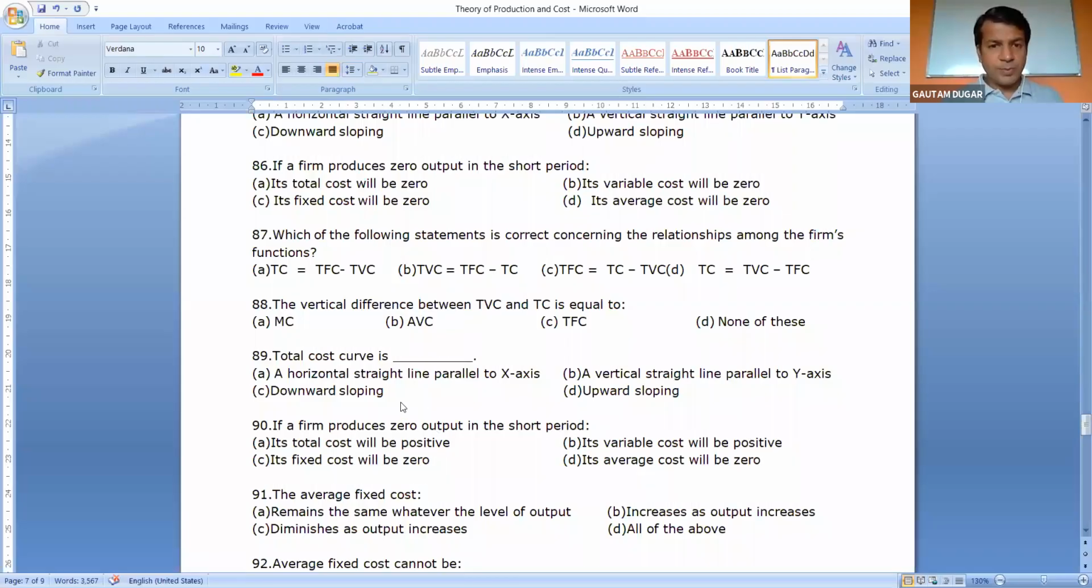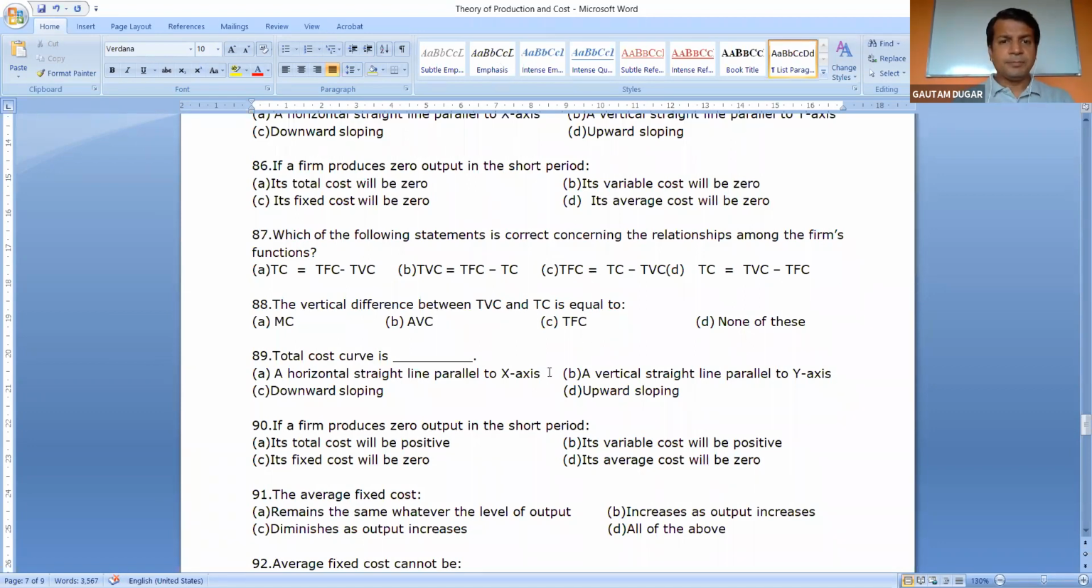So, coming to this portion, question 88. The vertical difference between TVC and TC is equal to what? The answer for 88 was... Anyone? Yes, C, TFC. That's the right answer.